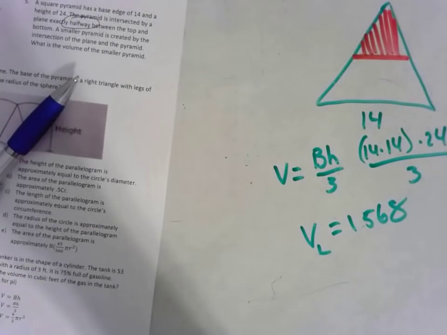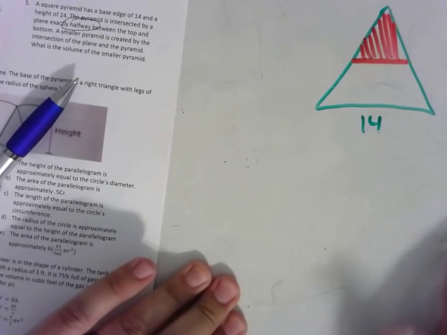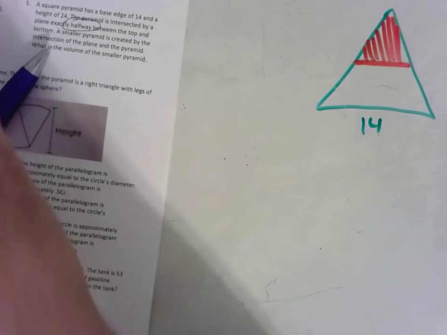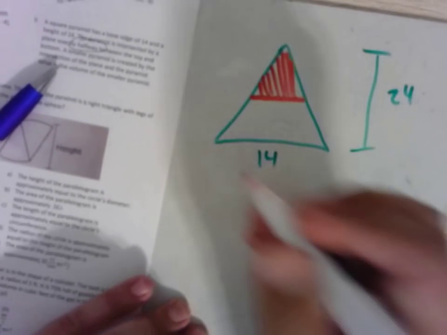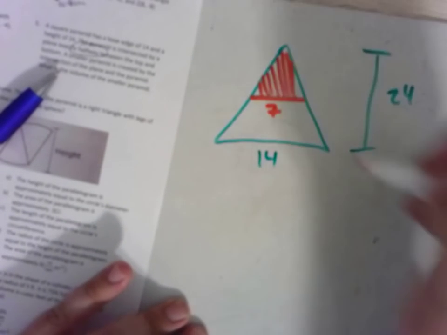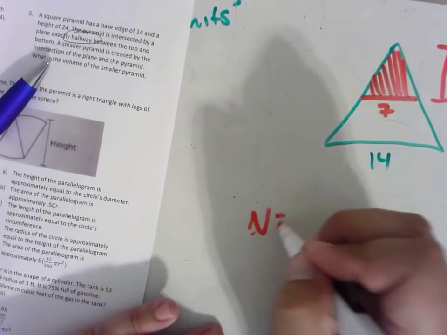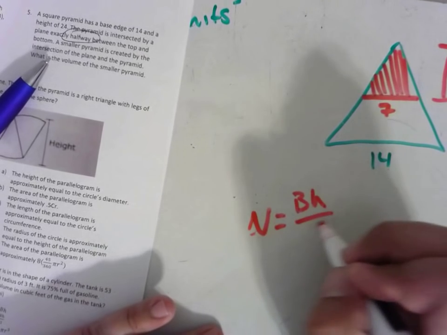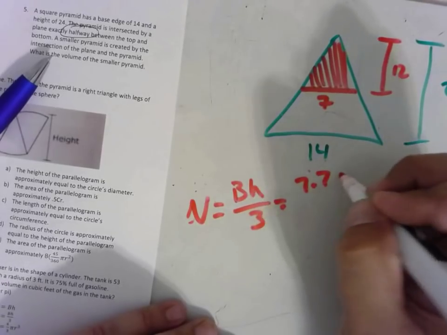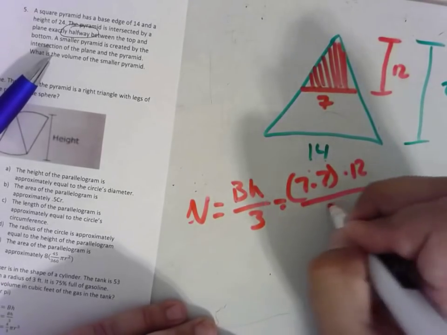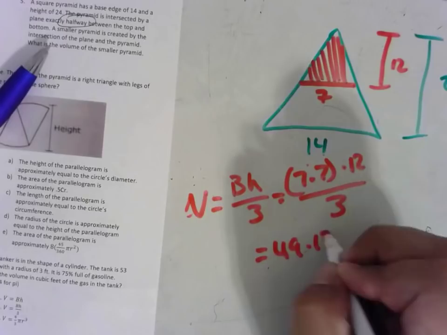I'm going to show you another way. This other way will probably be easier, but whatever, I like that way. So if this pyramid was cut halfway up, that means this is half, which is 7, and the new height is half, which is 12. Then the volume is area of the base times the height divided by 3, which is 7 times 7 times 12 divided by 3. This one is a little easier. 49 times 12 divided by 3.